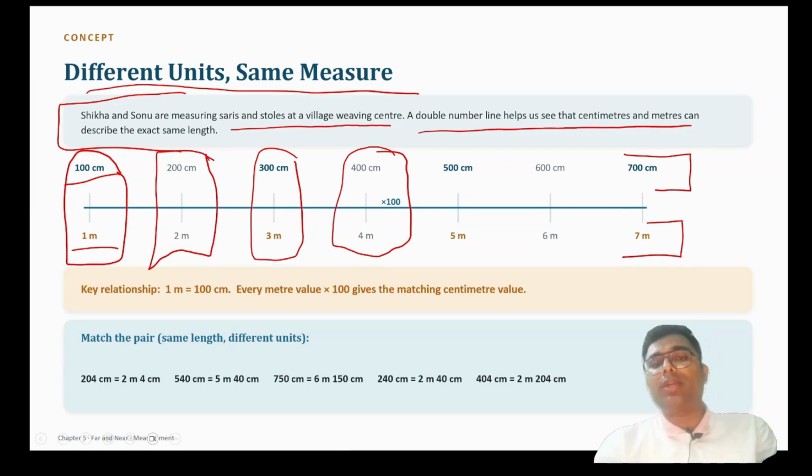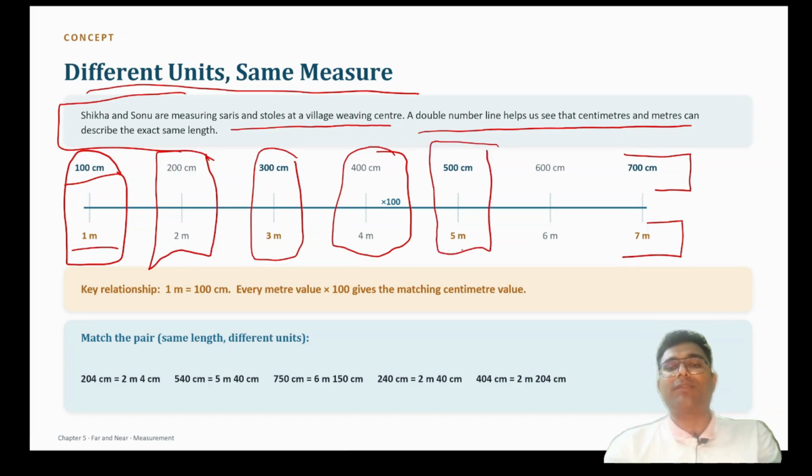Actually, when you want to convert meter into centimeter, just multiply it by 100. For example, if you want to change 5 meter into centimeter, 5 times 100, 5 hundreds are 500 centimeters. So match the pair, same length, different unit. We have to match the pair.